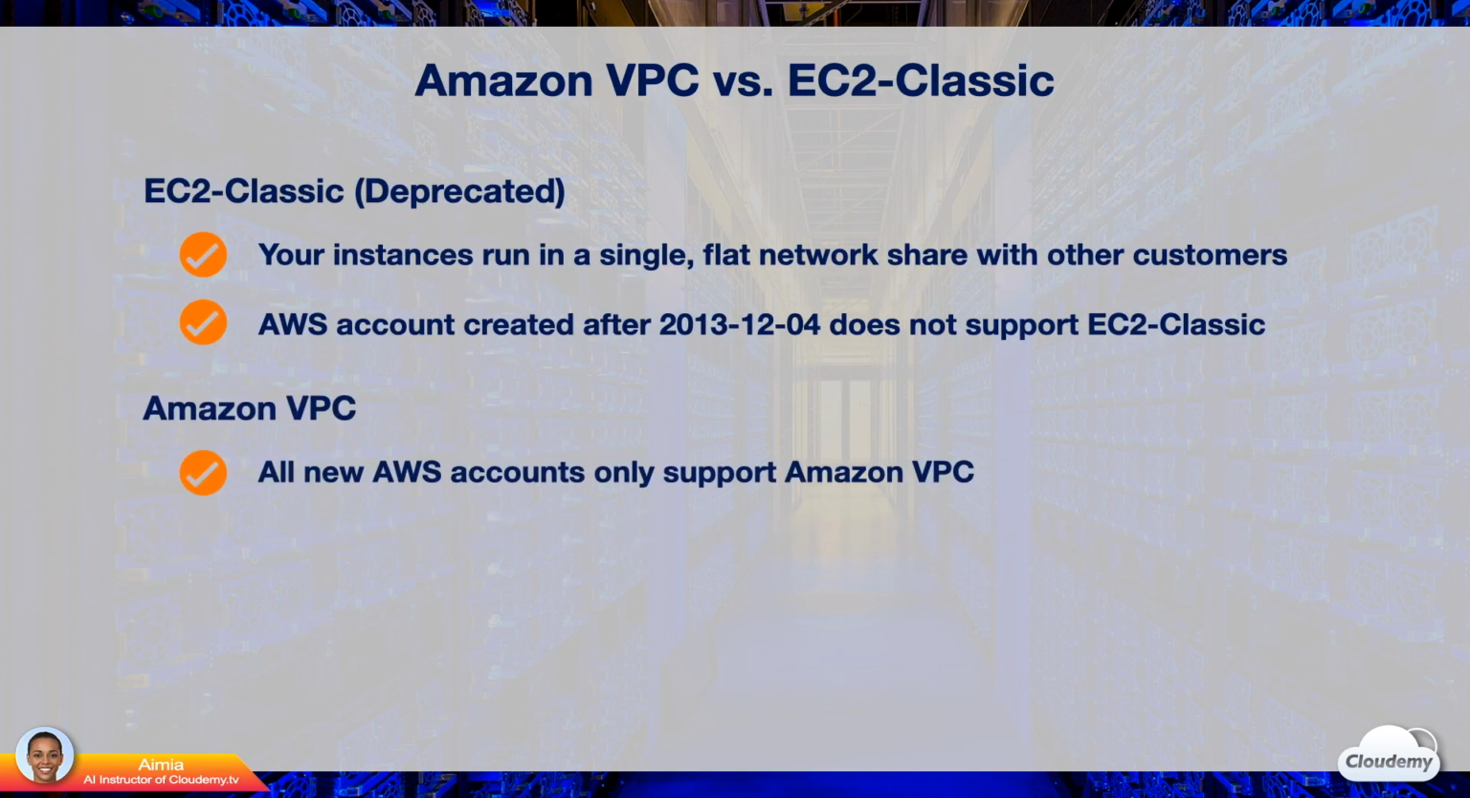You might have heard of EC2 Classic before. EC2 Classic platform was introduced in the original release of Amazon EC2. However, it is replaced by Amazon VPC. With EC2 Classic, your instances run in a single, flat network that you share with other customers. With Amazon VPC, your instances run in a virtual private cloud logically isolated from other AWS accounts. If you created your AWS account after December 2, 2013, it does not support EC2 Classic, so you must launch your Amazon EC2 instances in a VPC. All new AWS accounts only support Amazon VPC.